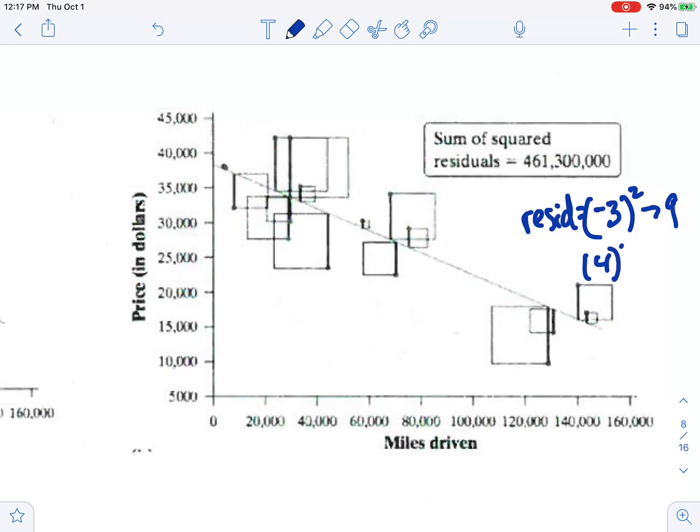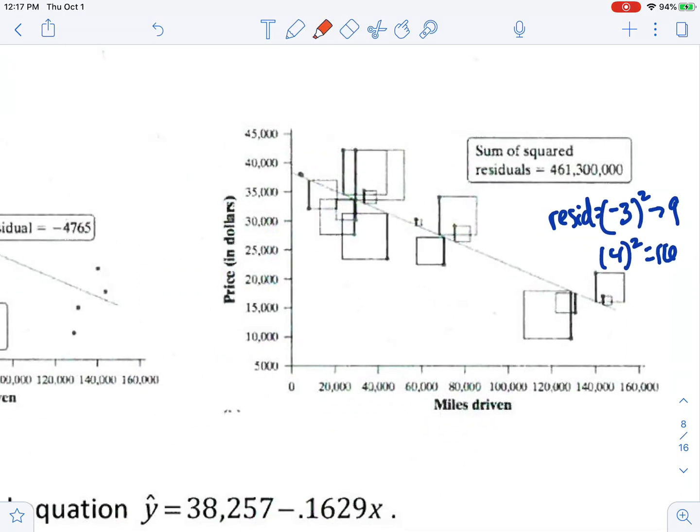If a residual is +4, they square it and they make 16. Okay? And then they add up all of those squared residuals. Notice they'd all be positive, because it doesn't matter if you're positive or negative. When you square it, it's still going to be positive.